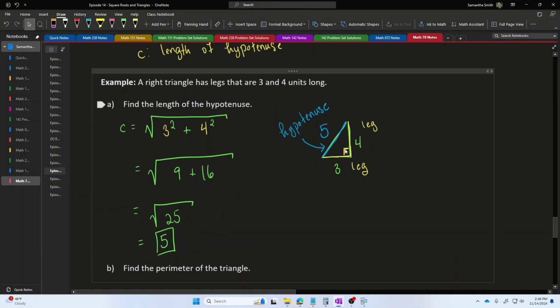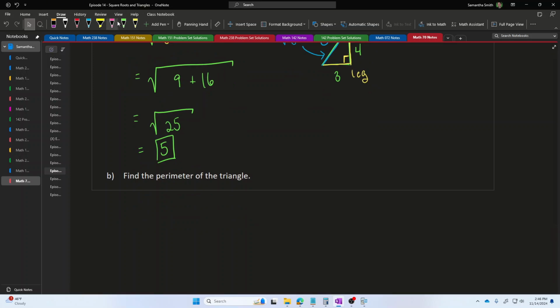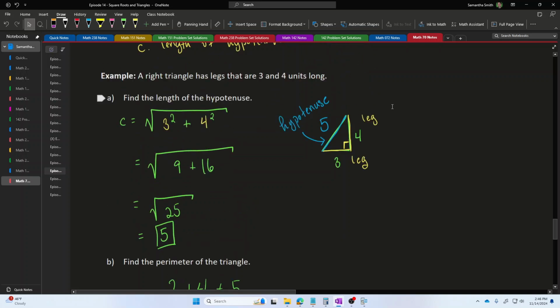Now that we know the lengths of all three sides of the triangle, we would be able to find its perimeter easily. The perimeter of this triangle would just be to add up the lengths of all of the sides, which we now know are equal to 3 and 4 for the legs and 5 for the hypotenuse. So in total, that looks like 12 units of length to go all the way around the triangle.